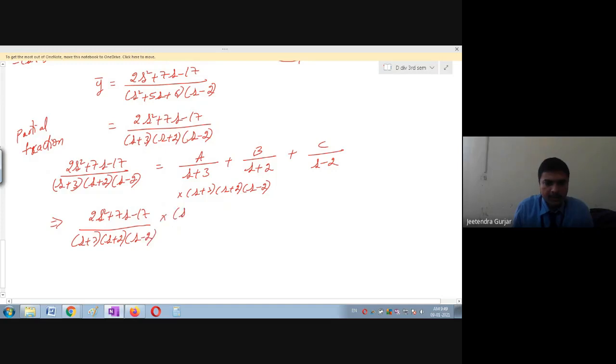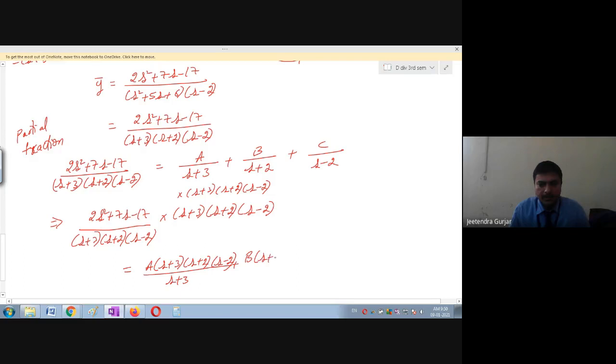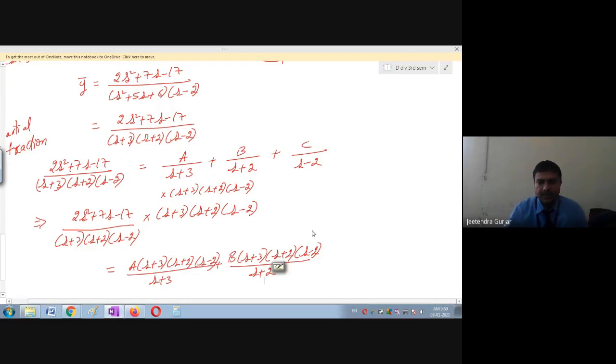See, I cannot write fast on this digital pad. So please, you must be fast. So I have multiplied on the LHS side. So this is equal to A into s plus 3, s plus 2, s minus 2 divided by s plus 3. See all the steps I am writing, students, please remember. So B into s plus 3, s plus 2, s minus 2 divided by s plus 2. This is okay. Now the last one is the C, right? I'm trying to write all the steps.